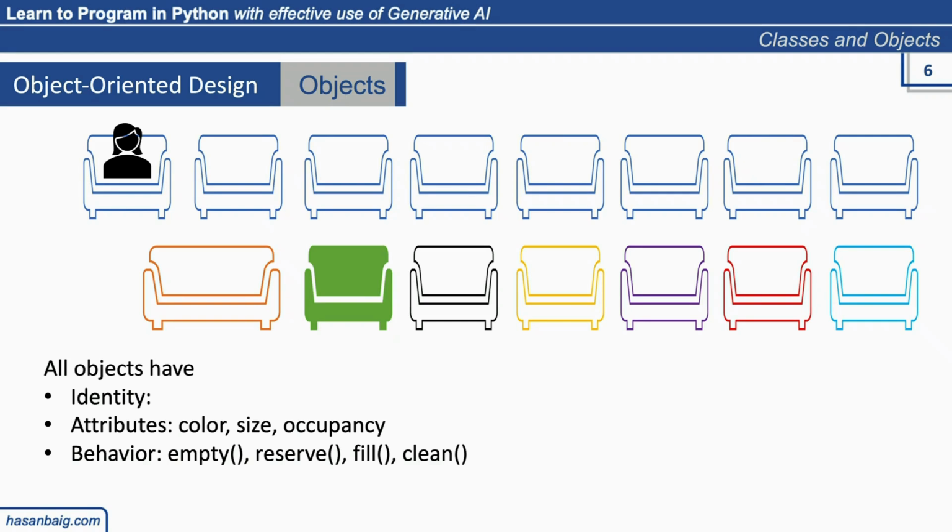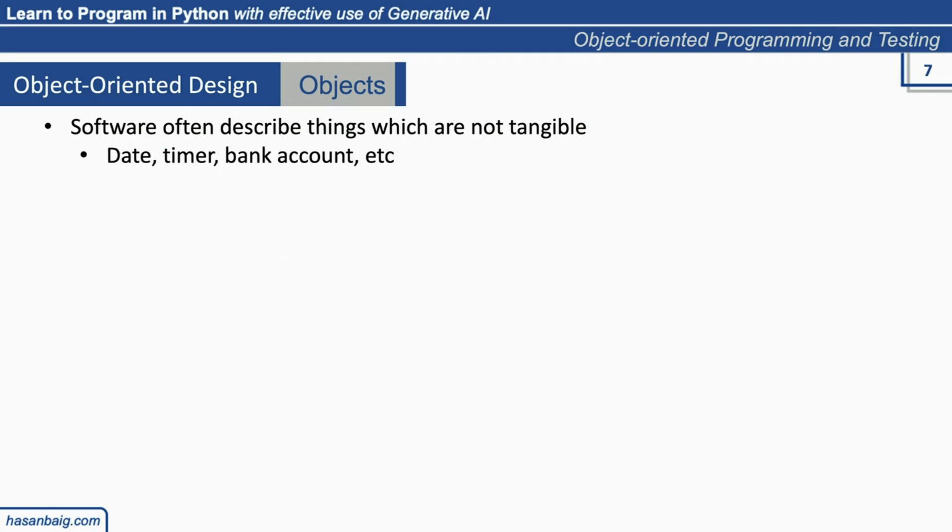In computers, or in the software that we write, the objects are often not tangible. The objects that you define are not tangible, like a date, a timer, or a bank account. These are things which you cannot hold, but they are well-defined objects in any computer application.